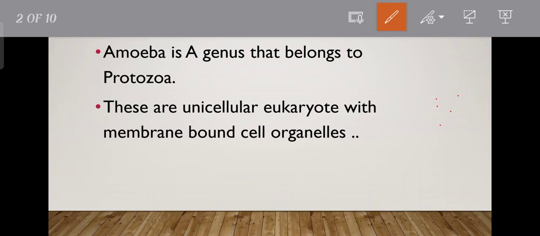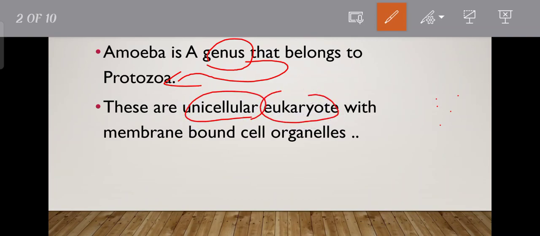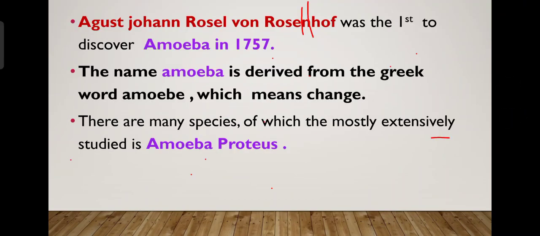So amoeba is a genus that belongs to protozoa. These are unicellular eukaryotes with membrane-bound cell organelles. The amoeba was discovered by August Johann Rösel von Rosenhof in 1757. The name amoeba is derived from the Greek word amoebe, which means change. There are many species, of which the most extensively studied is Amoeba proteus.